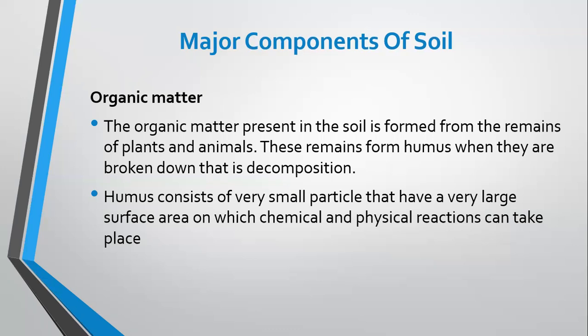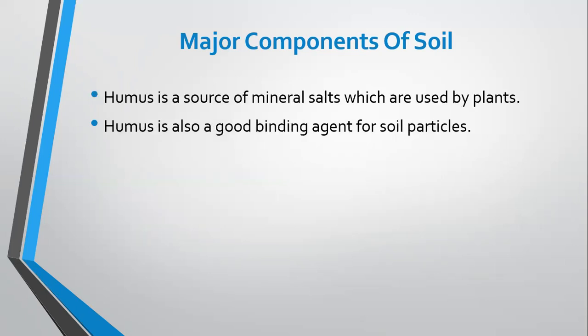The second one is organic matter. The organic matter present in the soil is formed from the remains of the plants and the animals. Now, these remains form humus when they are broken down. That is the process of decomposition. Now, this humus consists of very small particles that have a very large surface area on which the chemical and the physical reactions can take place. Humus is also the source of the mineral salts which are used by plants, and it is also a good binding agent for the soil particles. So that's all about organic matter.